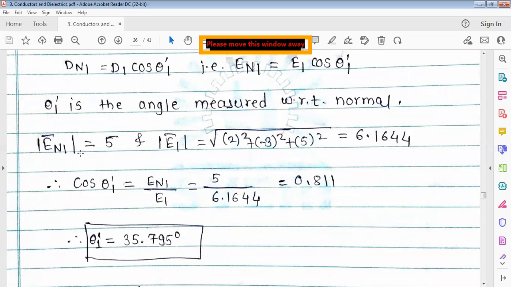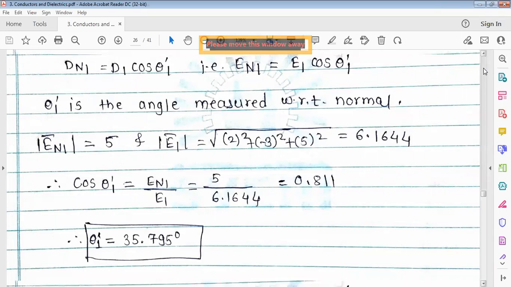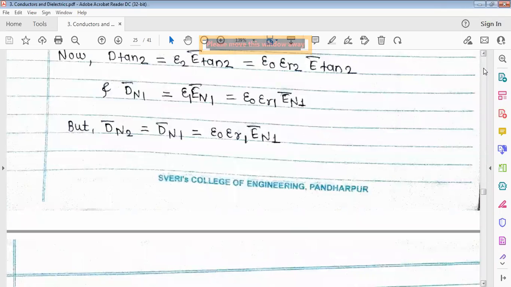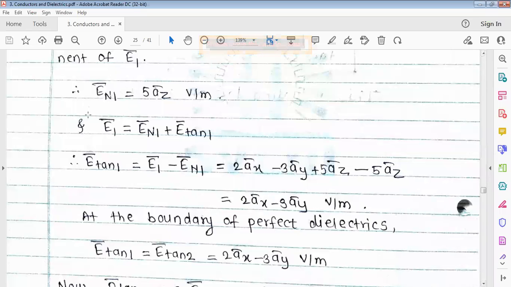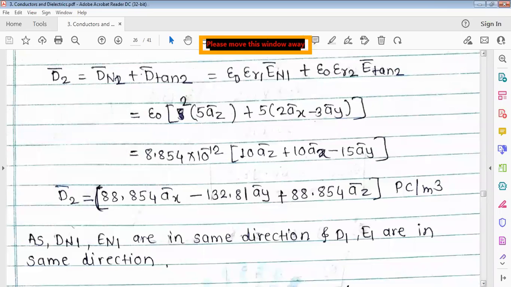This normal component is in the z direction. So this E bar n1 is equal to 5 a bar z. It is in the z direction.